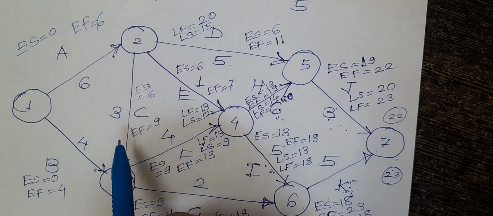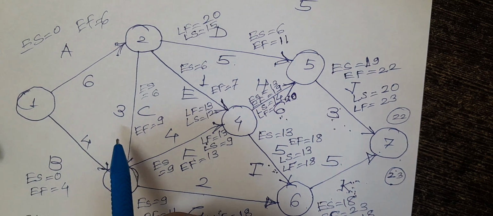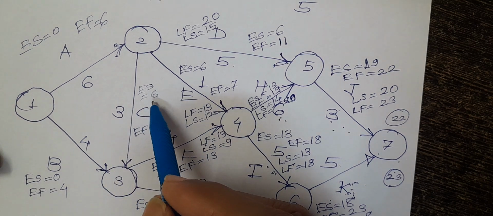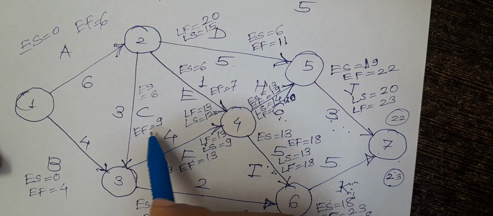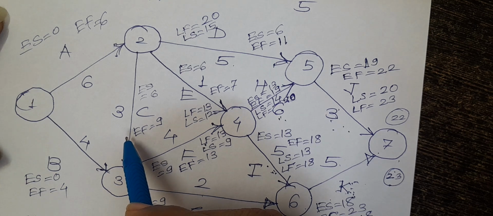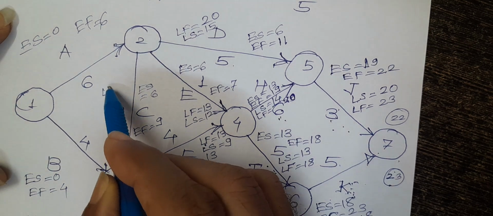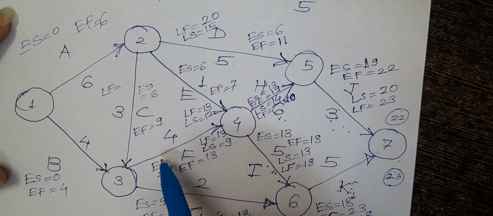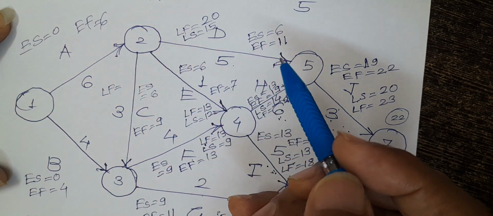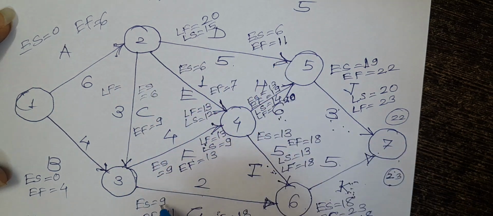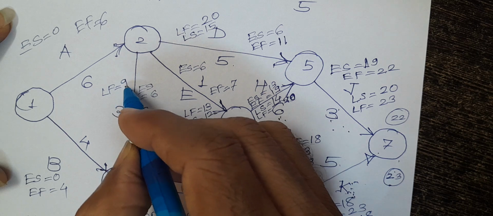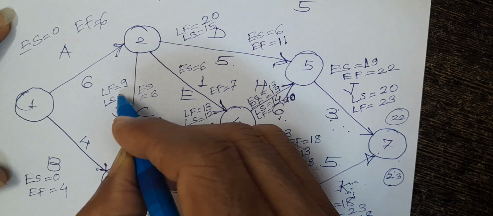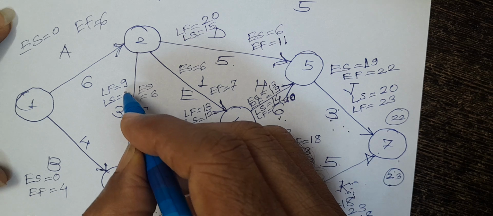Come to the activity number C. So C is having the earliest start 6, earliest finish 9. So what is the latest finish for this activity? Latest finish for this activity is the earliest start of the next activity. It is 9. We have to take the minimum, and latest start of this activity is 9 minus 3, it is 6.